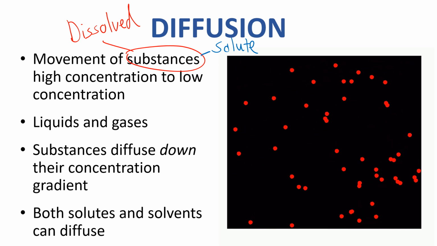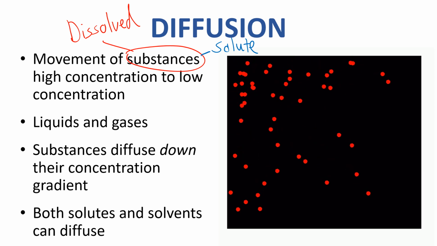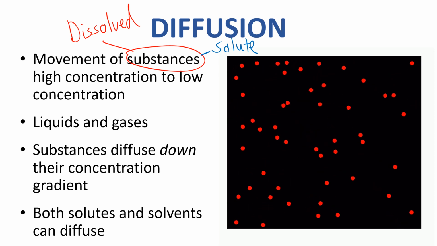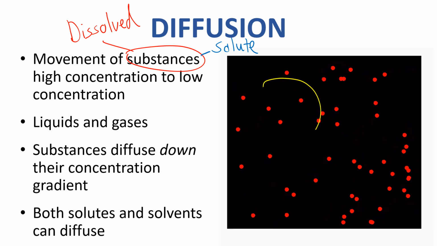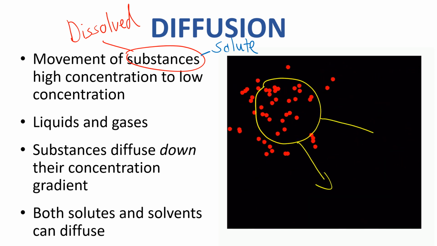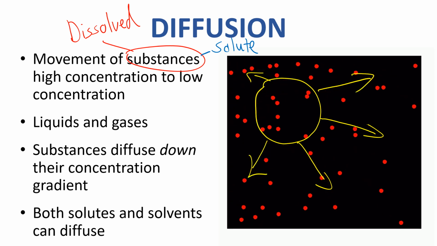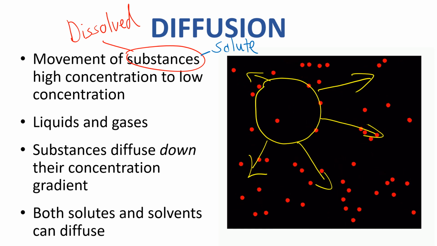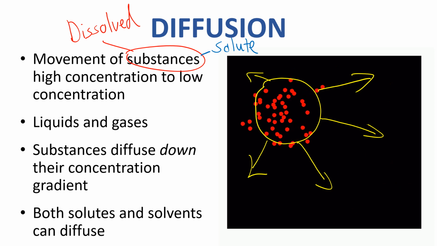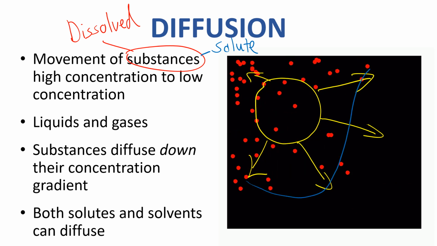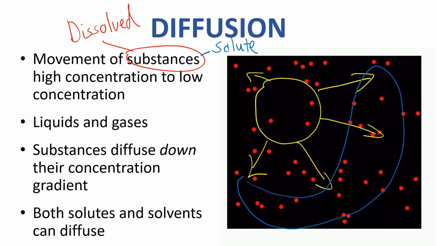You can see in the video here that if we start off with a whole lot of red particles that are dissolved in this black liquid here, they start off all in the one place, which is an area of high concentration in this region here. And then because of the random movement of all the particles, because of particle theory, all particles are constantly moving, those solute particles that are dissolved gradually spread themselves out and they move from that high region of concentration to all the other regions that had low concentration. So essentially diffusion is spreading out.